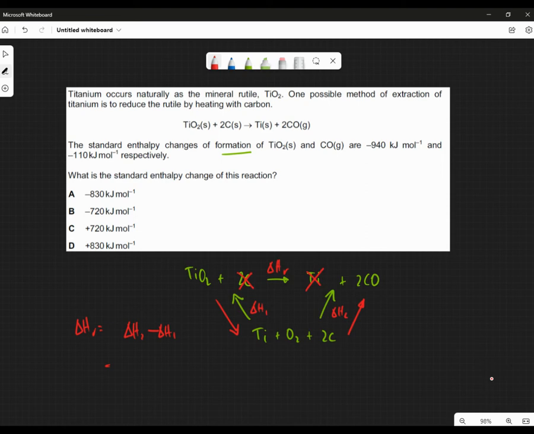Delta H2 is 2 carbon monoxides, and that is going to cost me 110, so that's minus 110. That's delta H2 minus delta H1. Delta H1 is the formation of titanium oxide, which is minus 940. Minus 940. And what do we get? Right, 2 times minus 110 is equal to that, plus, because there's a negative and a negative, I get 720, positive 720. All right, so that's the answer. C is the answer to that one.